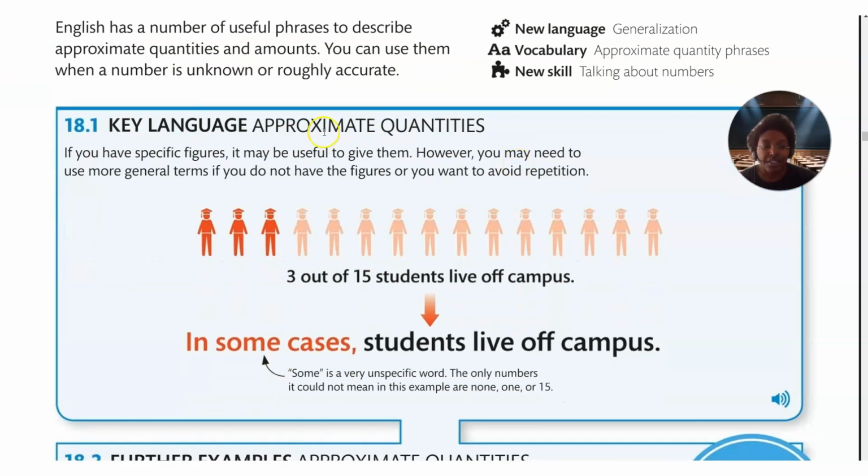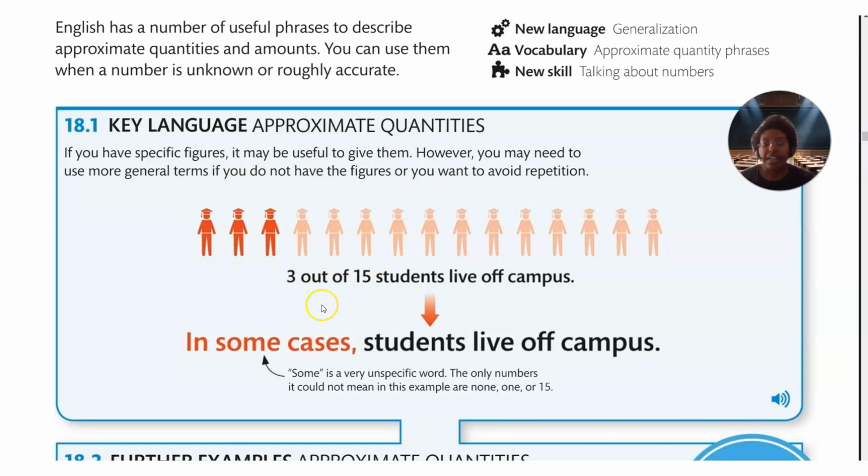Approximate quantities. So if you have specific figures, it may be useful to give them. So if you have the data, if you have the numbers, use them. However, you may need to use more general terms if you do not have the figures or you want to avoid repetition. Sometimes at work in a business setting, we're asked to give figures and we don't have them. So instead of saying, I don't know, you can just approximate. But what are the words in English? Well, let's look at the first example.